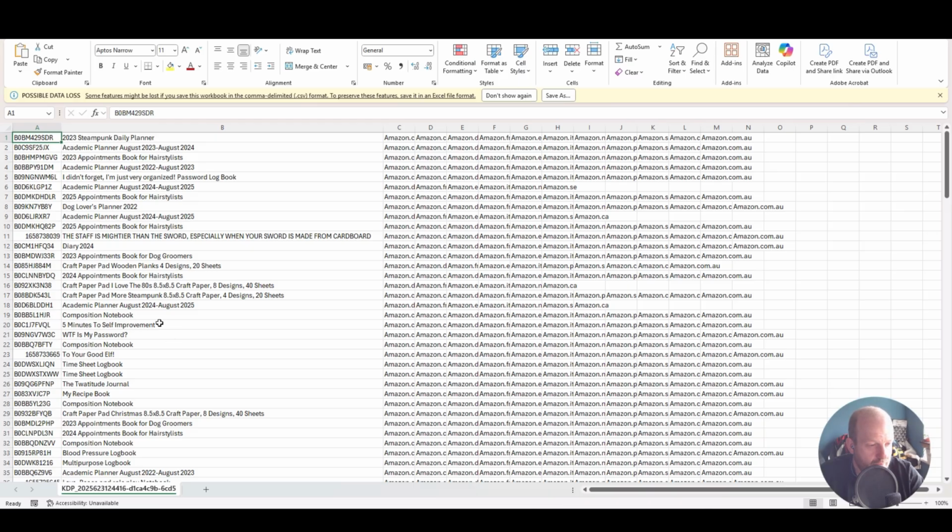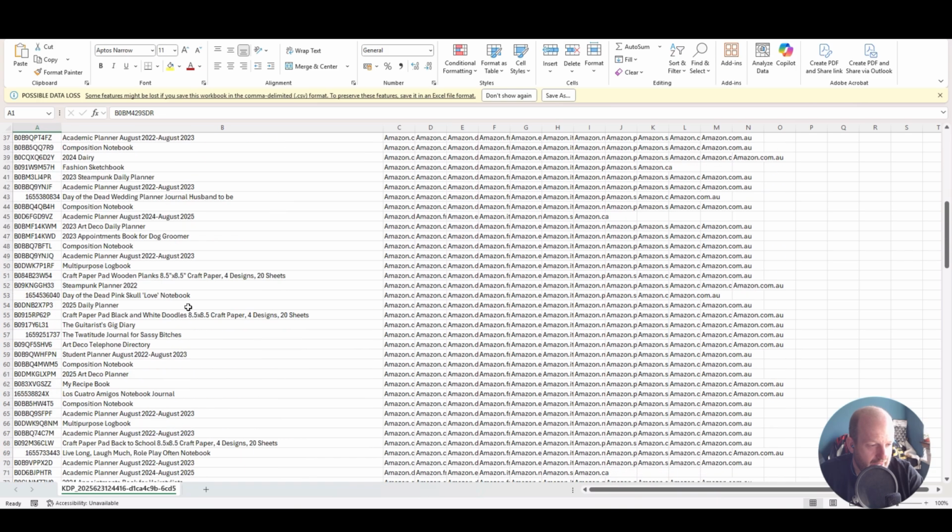My journals, my composition notebooks, this timesheet logbook, that's a new book. I made it in February. I priced it quite competitively at, I think it was $8.99. I was making a couple of dollars per book, which was fine. But now the price threshold has gone up to 50%. So this is all a list of books that I need to change.